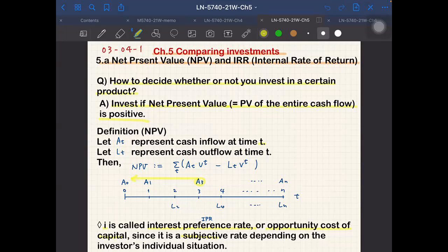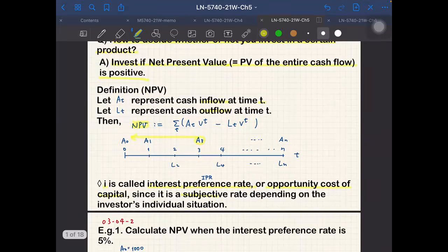So basically we evaluate the cash inflow and cash outflow, and calculate the present value of that project given our so-called interest preference rate, or opportunity cost of capital. Basically, this is the interest rate we have to pay to borrow money to invest in the project. Based on this interest rate, if net present value is negative, it's not worthwhile to invest. If it's positive, it's worthwhile to invest in the project.